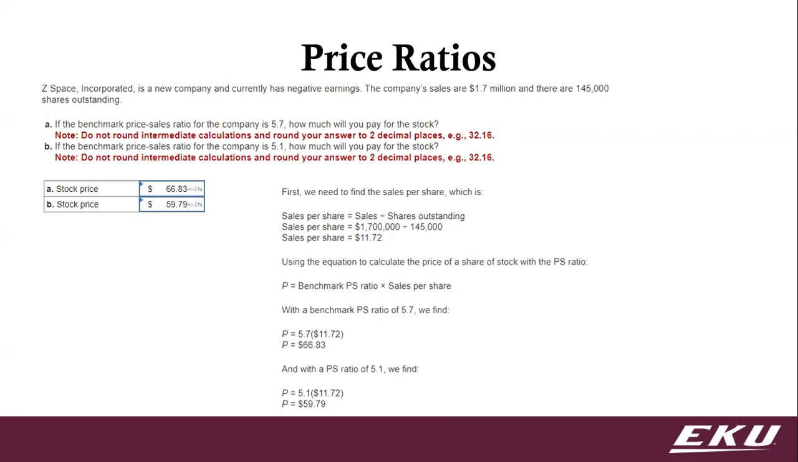So even knowing the other things, just depending on where you put that price to sales ratio would tell you whether or not to buy if the stock were, say, $62, right? You have to be careful when you're making your assumptions as to what it should be.